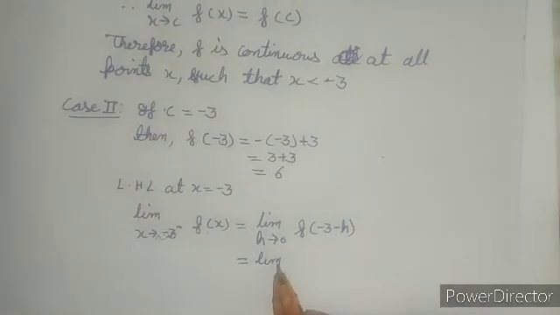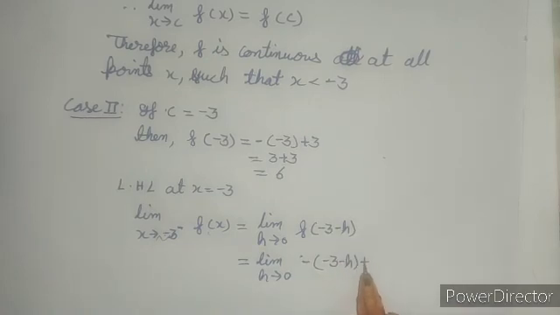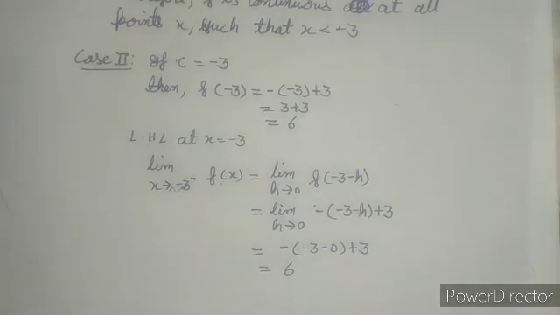That will be limit h tends to 0 of minus x plus 3. That means minus x, in place of x we will take minus 3 minus h, and plus 3. On putting the value of h as 0, this will give us minus 3 minus 0 plus 3, and that will be equal to 6.